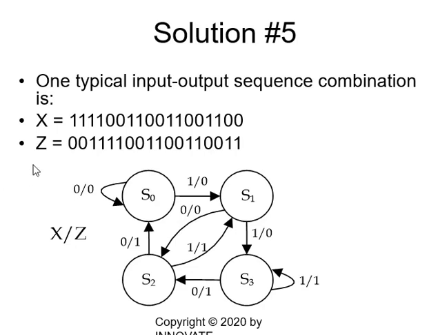I have the input 0, 1, 1, 1, 1, 0, 0, 1, 1, and the output is delayed by 2 clock cycles. So I will get 0, 0, 1, 1, 1, 1. Okay, and the network will look like this. It is a Mealy network. I have the reset state as S0.